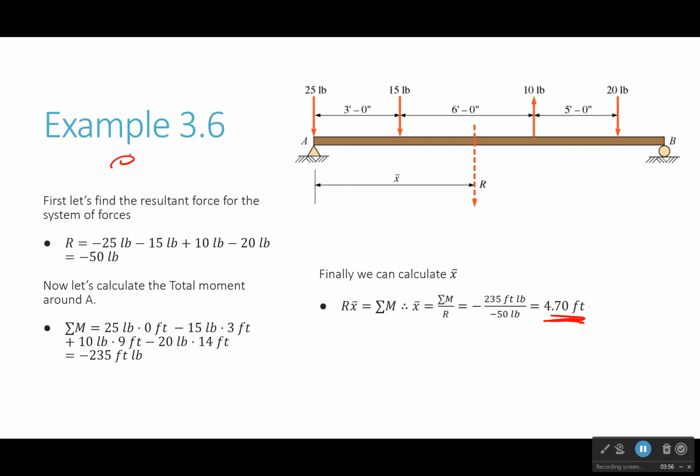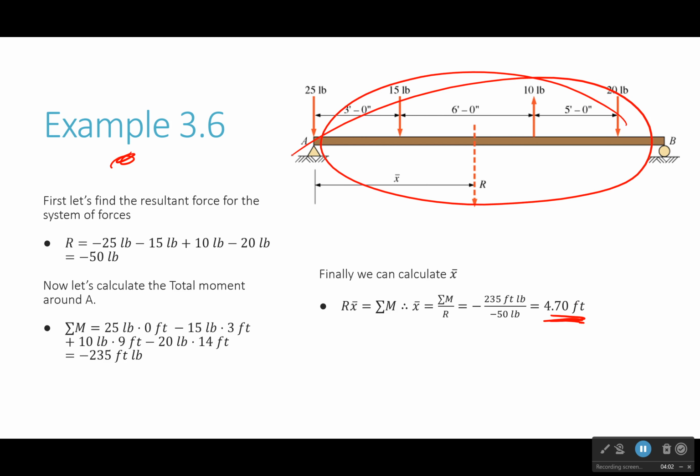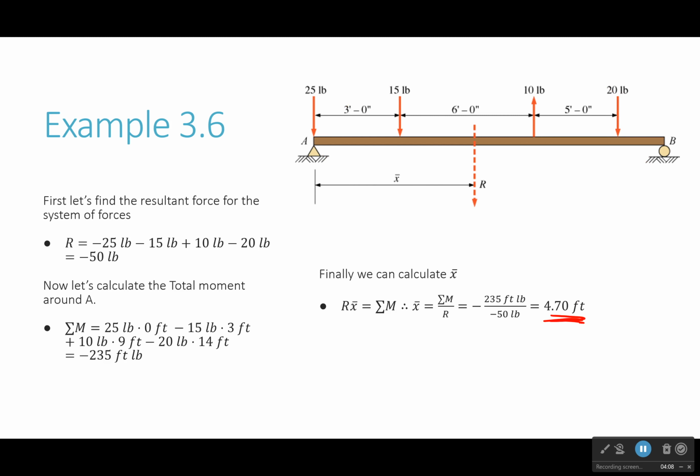If your x distance had come out over here, I'll be honest with you, you probably did something wrong. It should be somewhere on the beam. Okay, it should be somewhere on the beam. So you probably thought this was going to be a really difficult problem, but it's not actually that difficult. All you have to remember is that in the end, you have the same moment because of your resultant force, and you have the same total force.